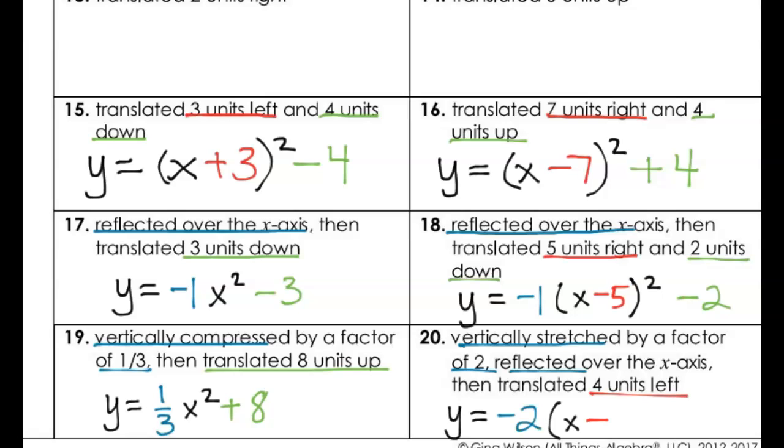And the last one, you can see it's vertically stretched by a factor of 2. It's reflected over the x-axis and translated 4 units to the left. So if it's stretched by a factor of 2, that means we multiply by positive 2, but it says it's reflected, so that makes it a negative 2 for a. And then you have x plus 4 squared because it's 4 units to the left, so it's x plus 4.